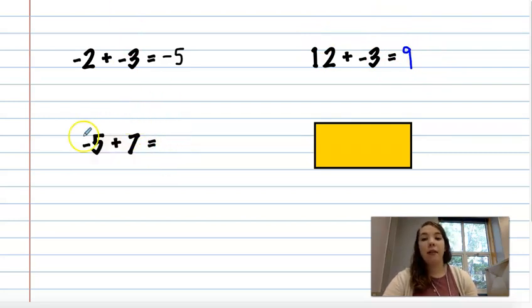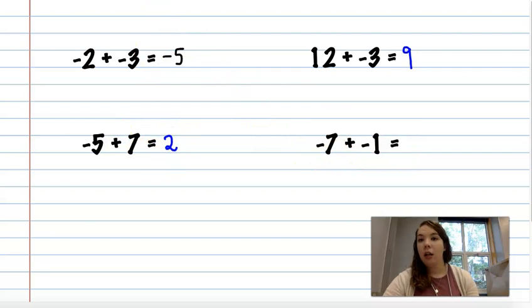-5 plus 7. They are different signs, so you're taking the difference. 7 minus 5 is 2. The bigger is positive, so our solution is positive. -7 plus -1, these are the same sign, so you add. 7 and 1 is 8. It will be negative because these are both negative. So there's our addition rules in practice here. Same sign, sum, and different signs, difference.